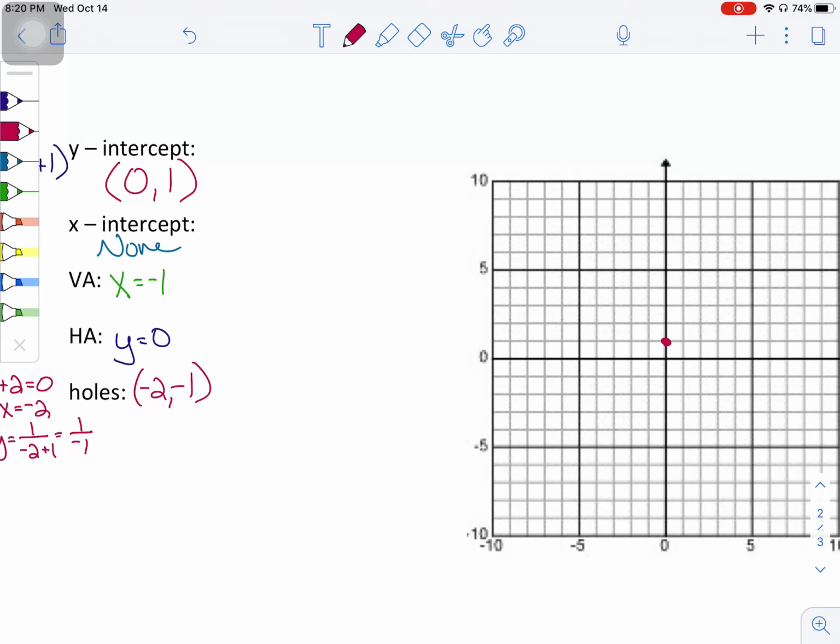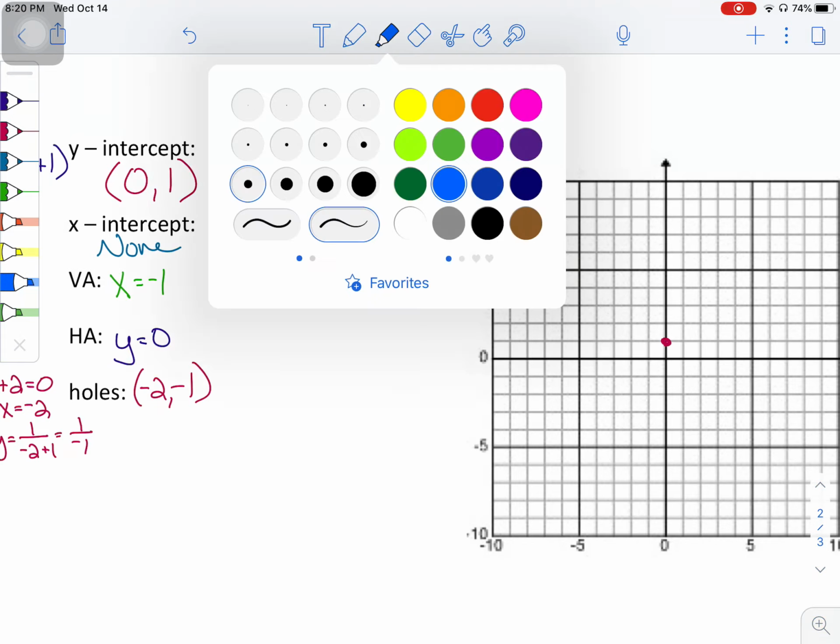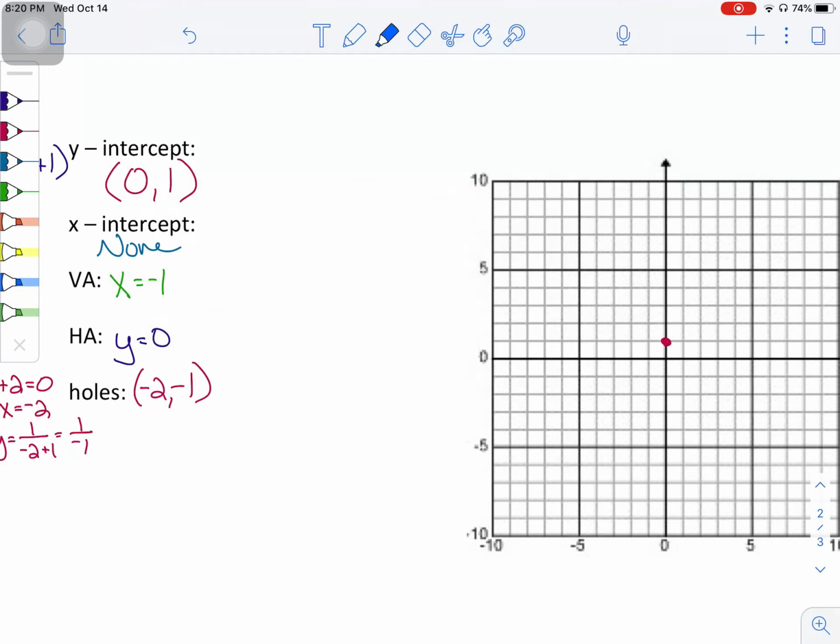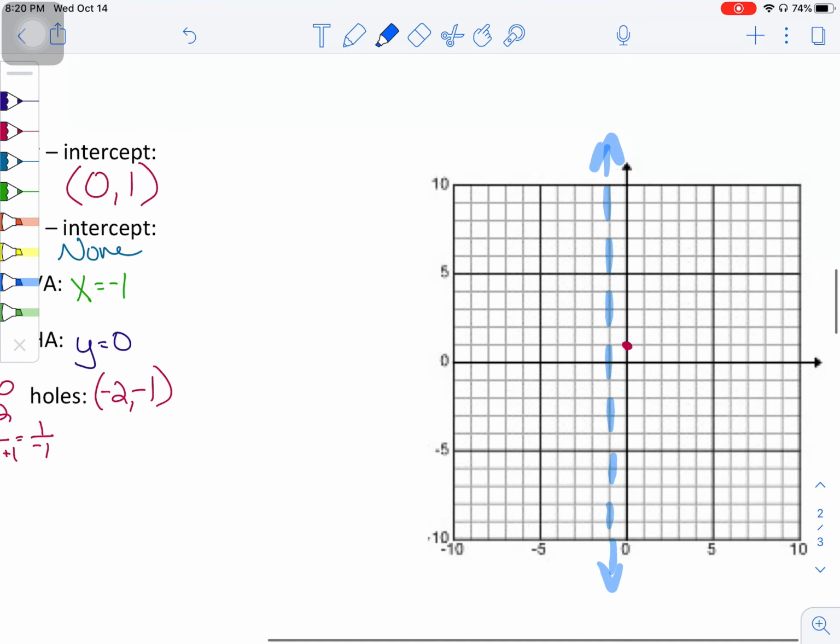Vertical asymptote, I am going to go ahead and put those in highlighter just so we can see it. I'm also going to kind of smush that down a little bit. So let's see. X is equal to -1. Let's go here. Y is equal to 0. Well, that's the x-axis. So let's go ahead and draw across the x-axis here. Okay.